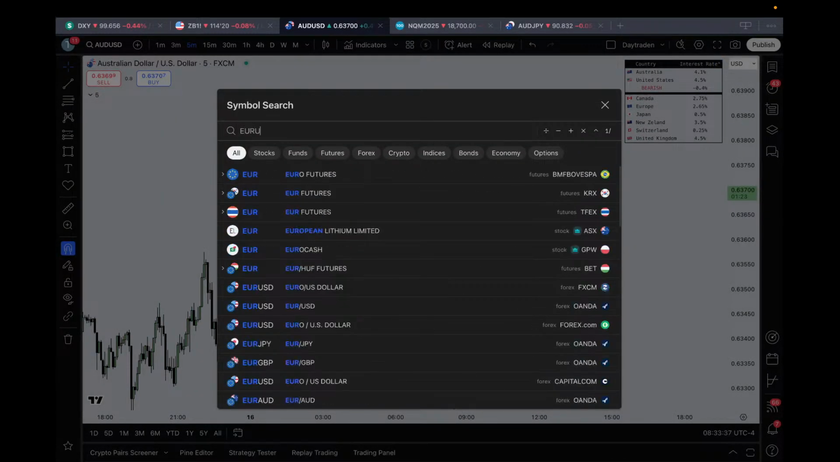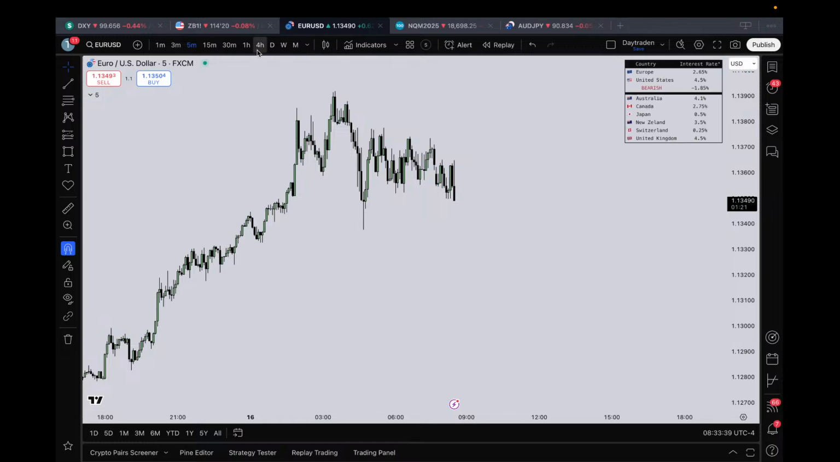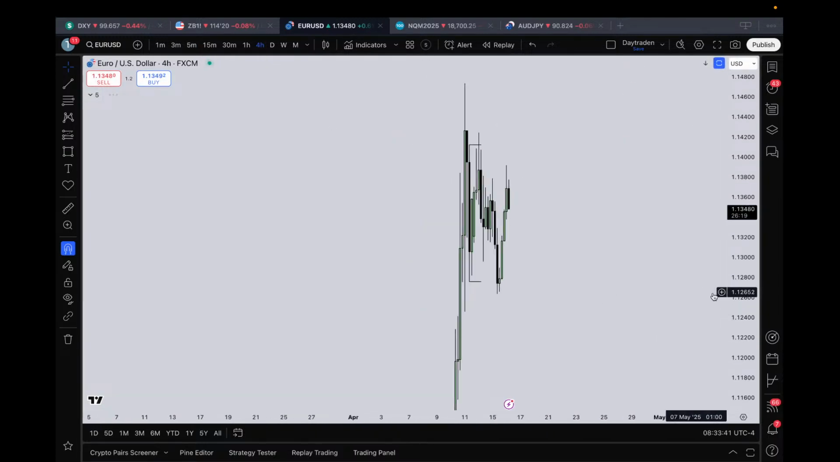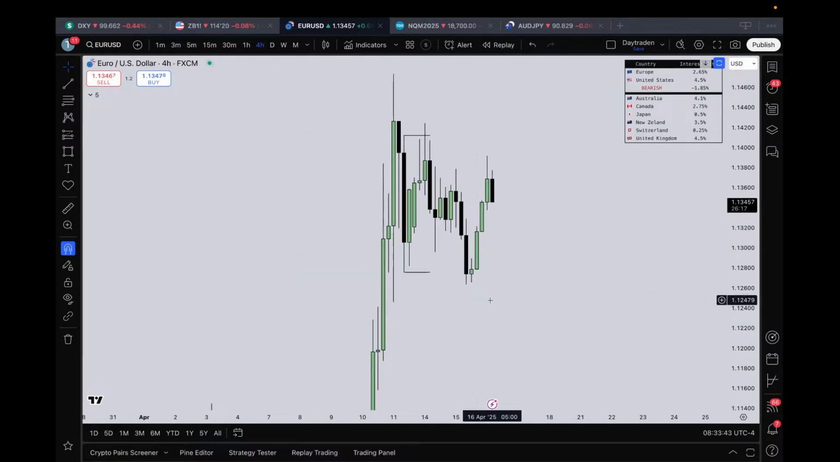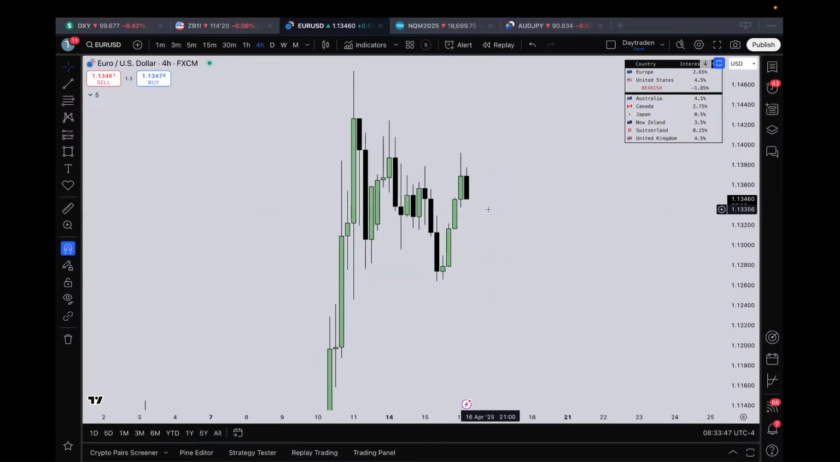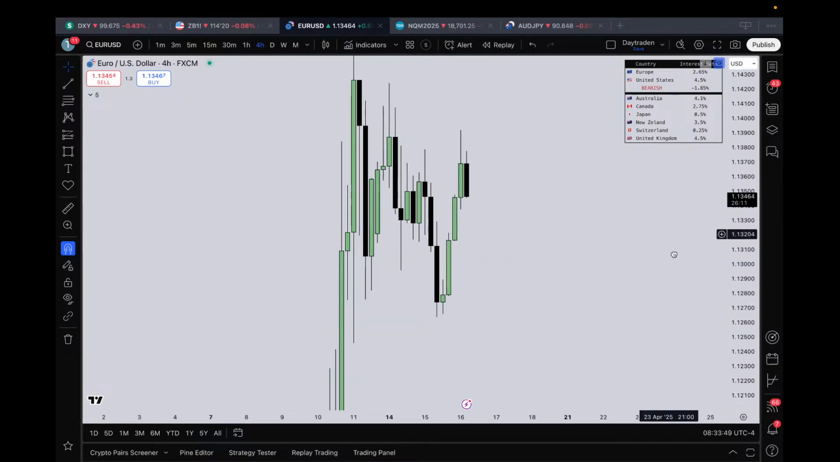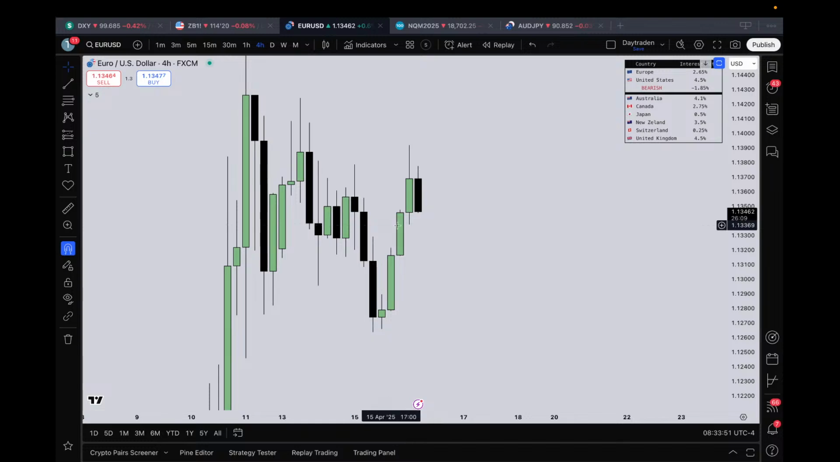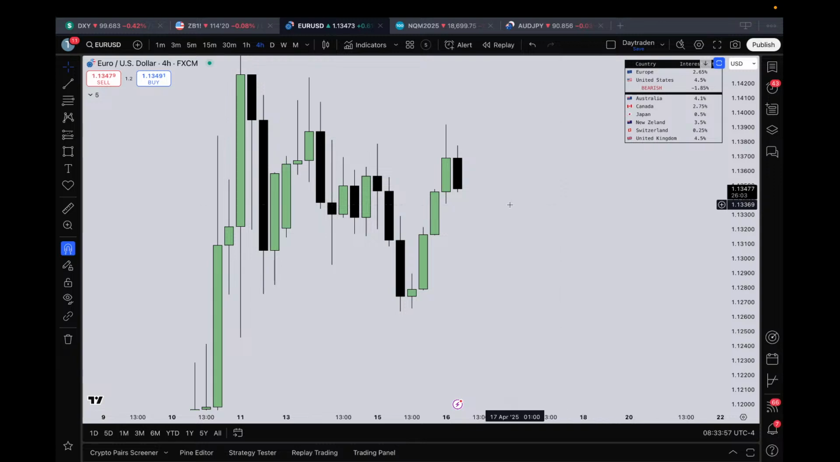Somebody's saying your USD is looking good for longs. Yeah, maybe for the next 4-hour candle, you get anticipated open and high, low, close.